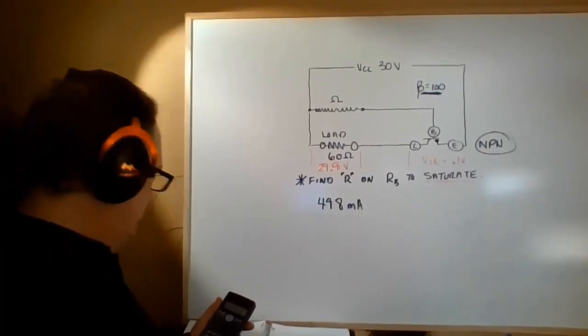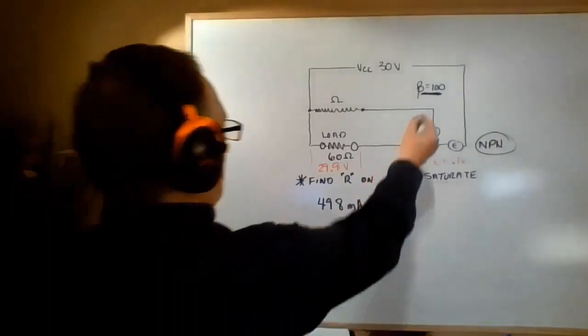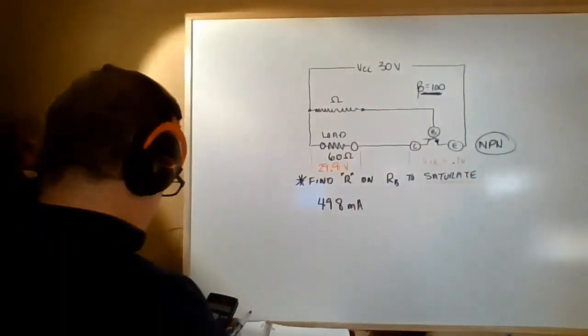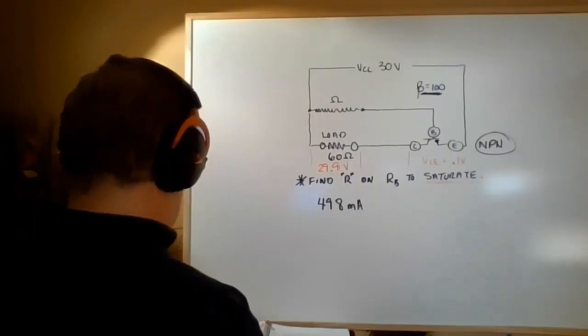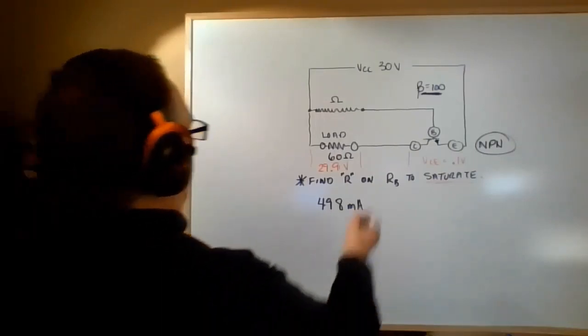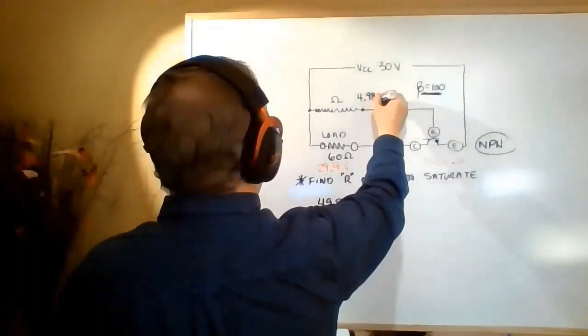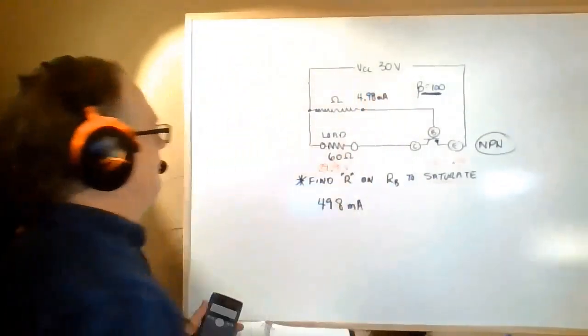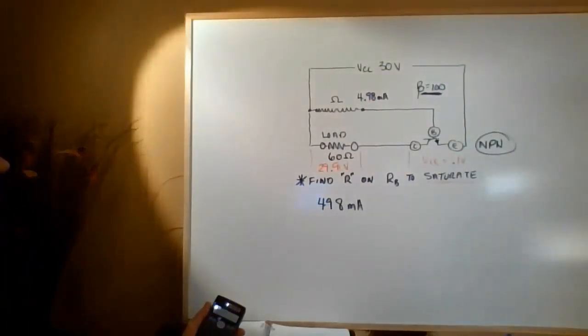About half an amp. Now, if I divide that by 100, which is the gain, right here, we stated the ratio there, and this brings us down to 4.98 milliamps in my base circuit.